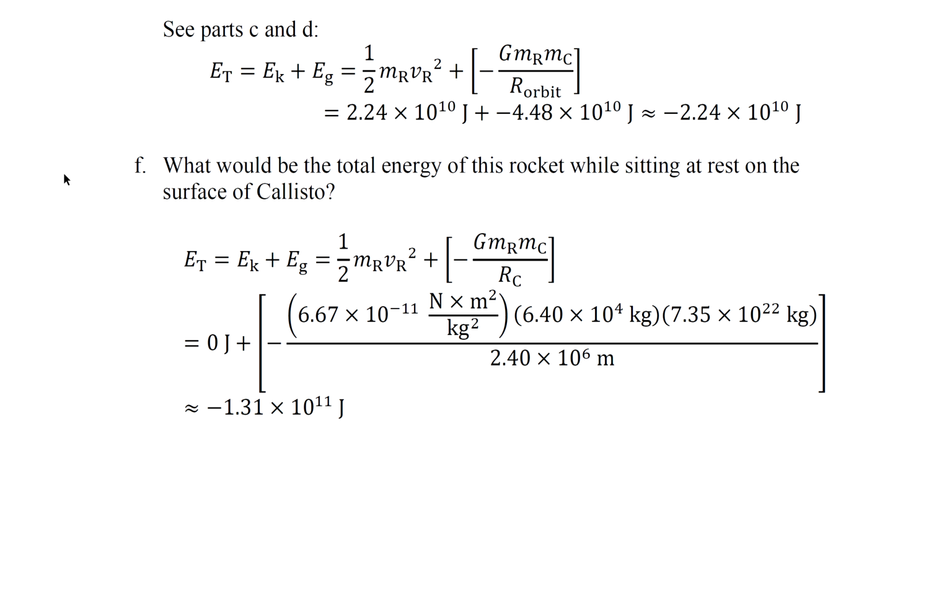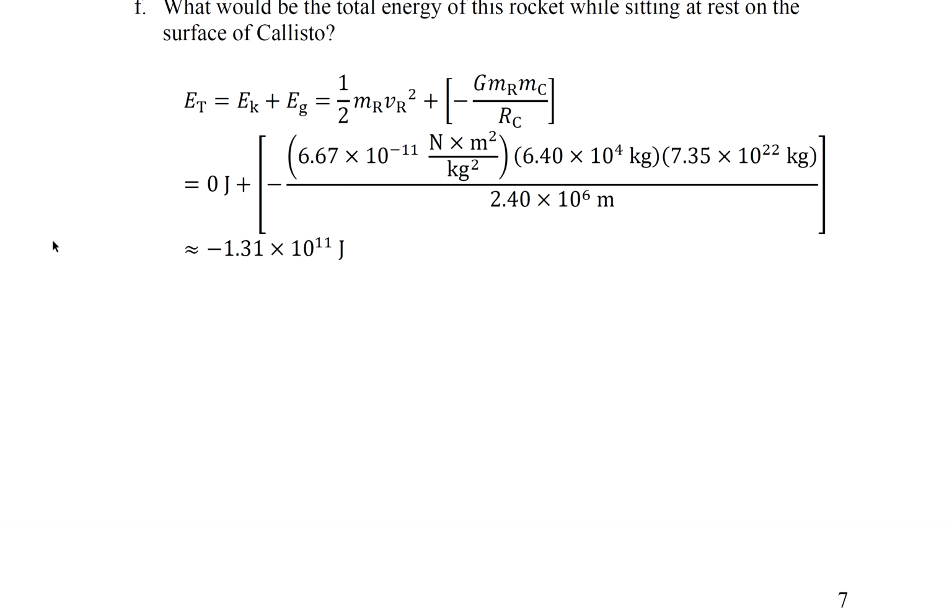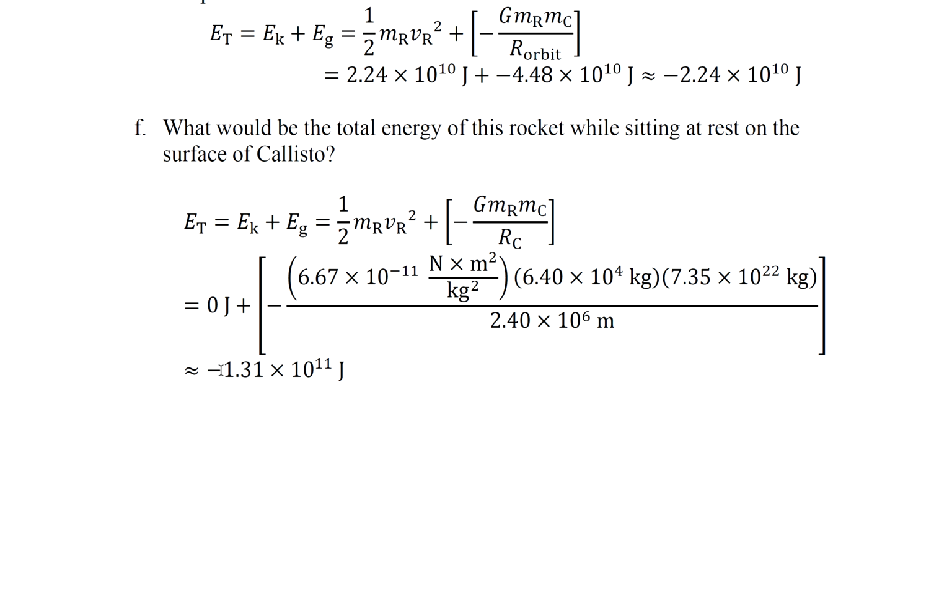Part F, what would be the total energy of this rocket while sitting at rest on the surface of Callisto? Well, it's sitting at rest, so kinetic energy is 0. 1/2 mv squared is 0. And you can see the total energy is negative. Don't freak out.